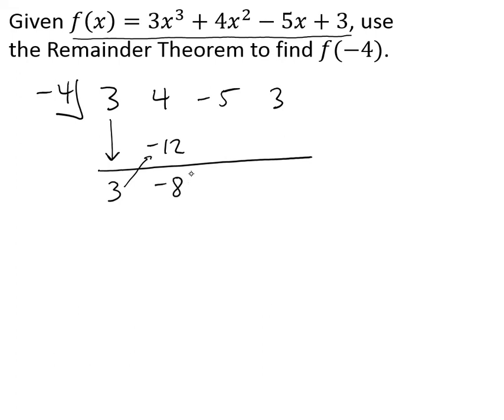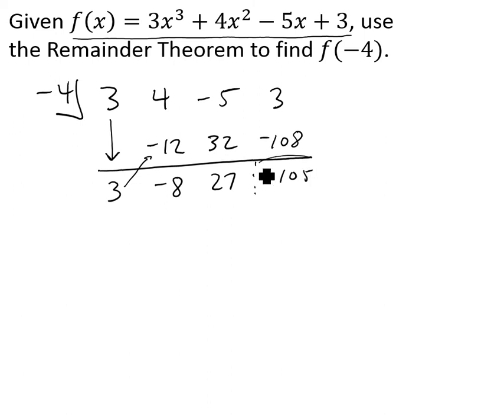Multiply by what's in the box, negative 8 times negative 4, positive 32, and then add down the column. And then multiply by what's in the box, 27 times negative 4, negative 108, and then add down the column, it's negative 105. So that last entry there in that bottom row is always going to be the remainder.